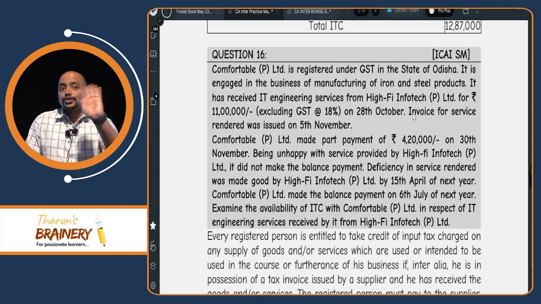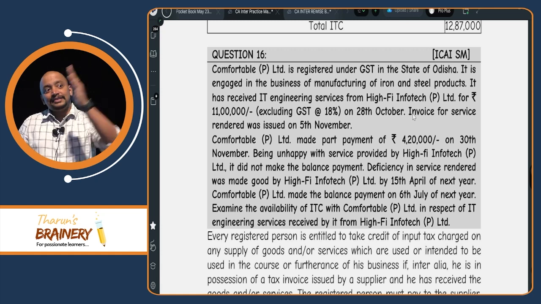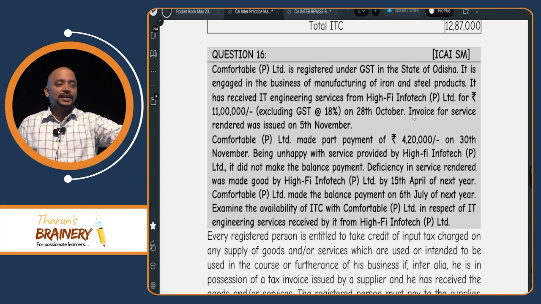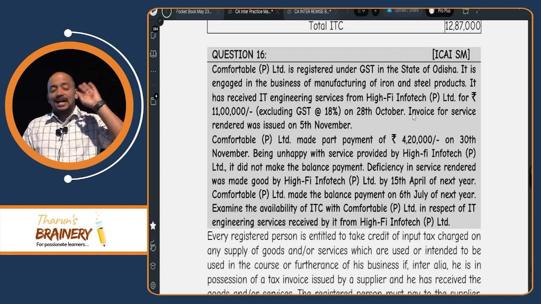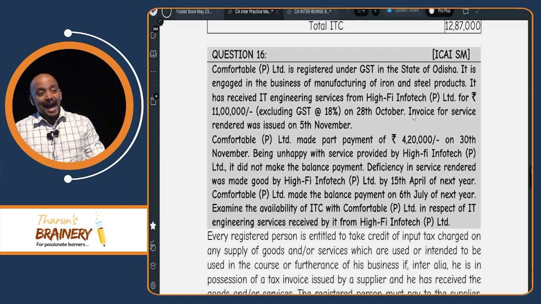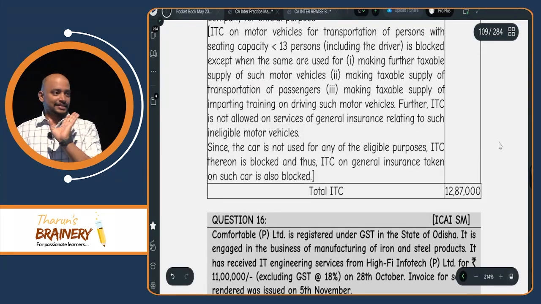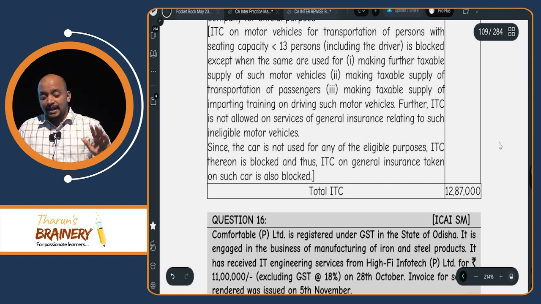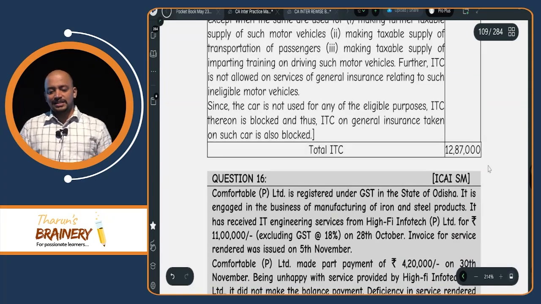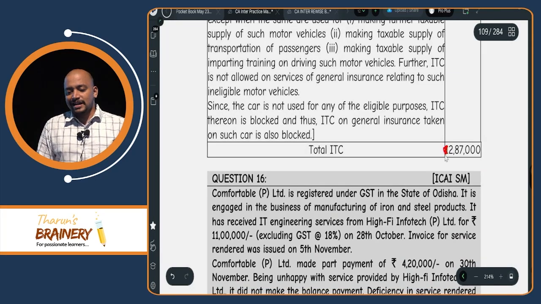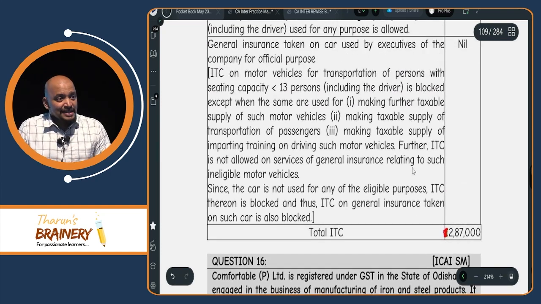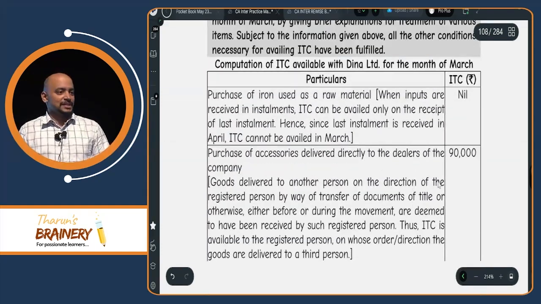Our objective is not to arrive at the correct answer. That we already crossed. Definitely you will arrive at the correct answer, mark my words. But the problem is about presentation. So the answer 2,87,000 is correct. You will easily get it. But this explanation is there now, and in that explanation only you will make the mistake.